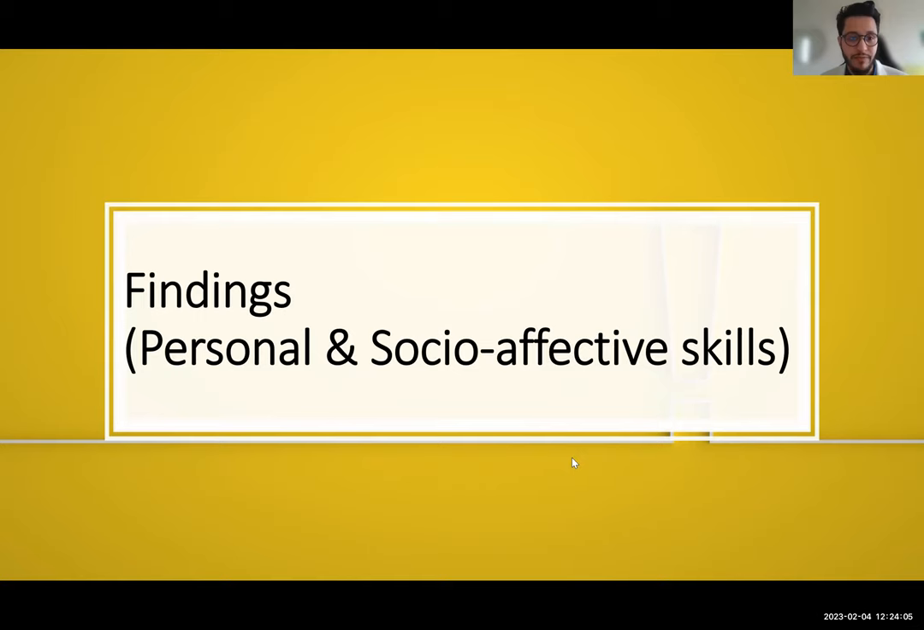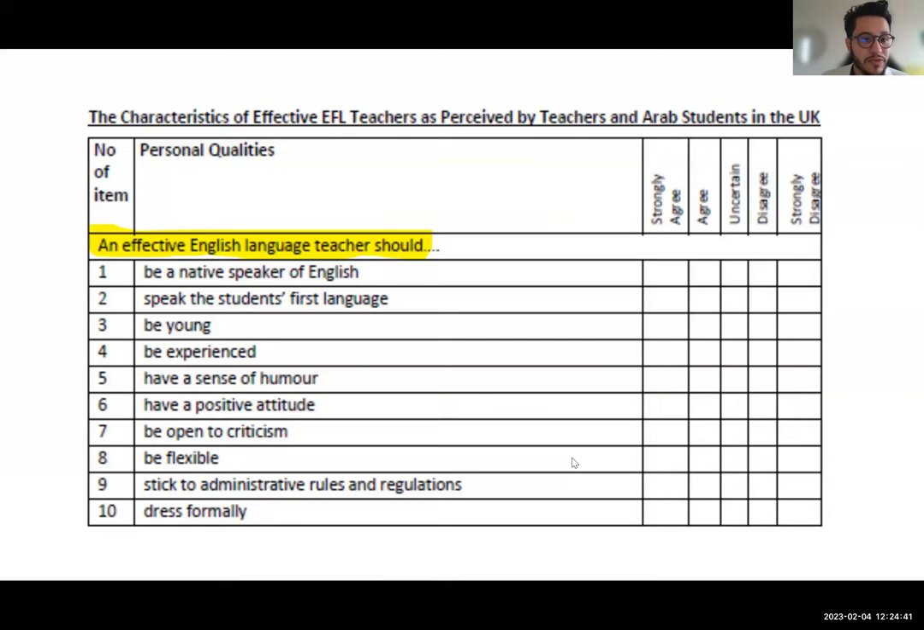Today, we will be focusing on some of the data that I collected on the personal and socio-affective skills. Not all of them, because there's just far too much to talk about in one webinar, but I've selected some of the most interesting findings and included them in today's webinar. You will see in the next slides a screenshot of part of the questionnaire.